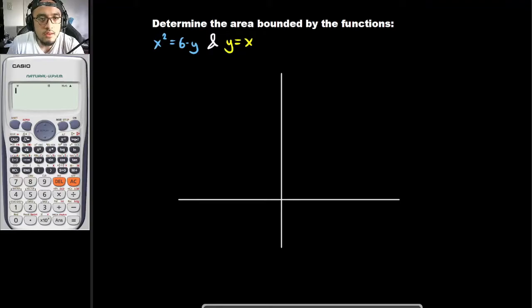Okay, so let's solve for another problem, and in this problem, you would be determining the area bounded by the functions x squared is equal to 6 minus y, and y is equal to x. Okay, so the first thing that we need to do is to plot these functions right here in the graph for us to better visualize the problem.